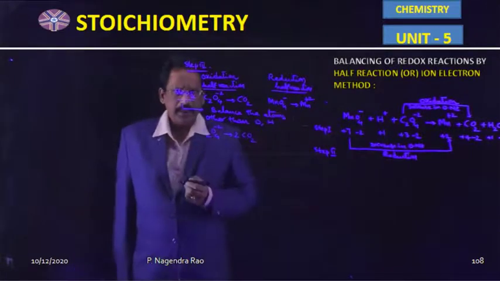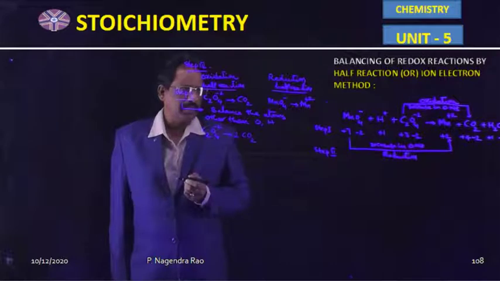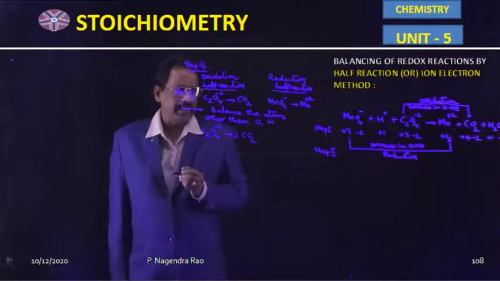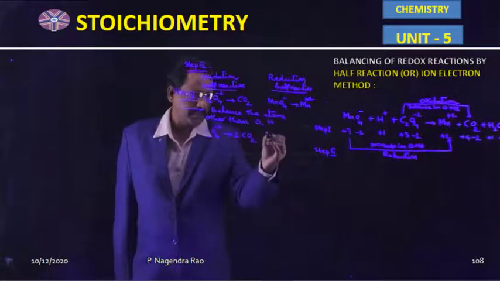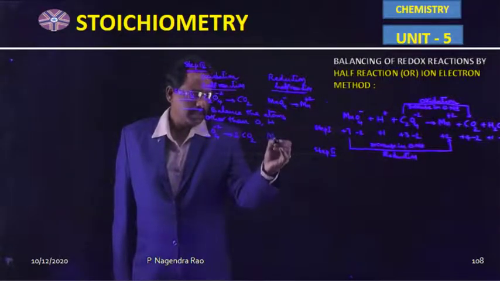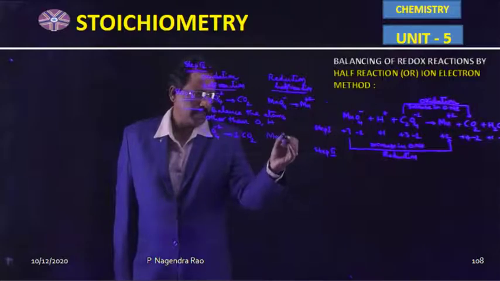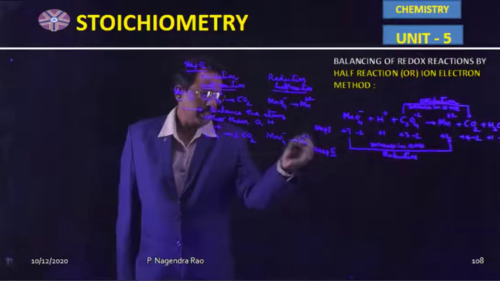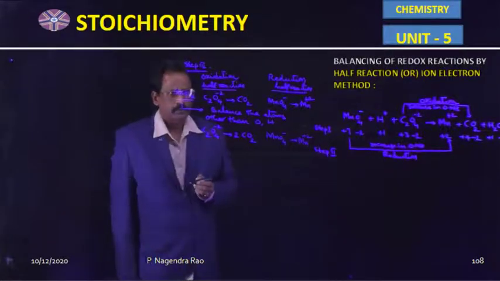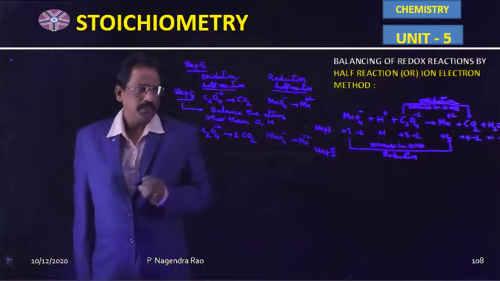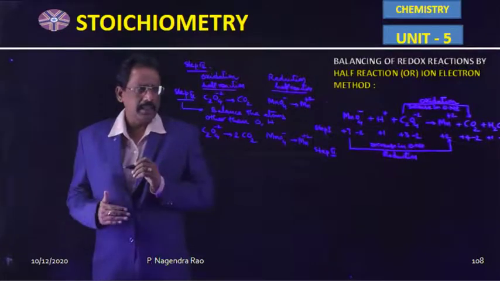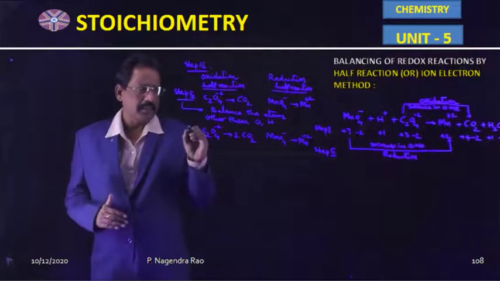Here in the reduction half reaction, in the reactant side and the product side, manganese atoms are the same. So copy the same, MnO4 minus is reduced to Mn plus 2. Apply step 4 for both the oxidation half reaction and the reduction half reaction to balance the atoms other than oxygen and hydrogen.